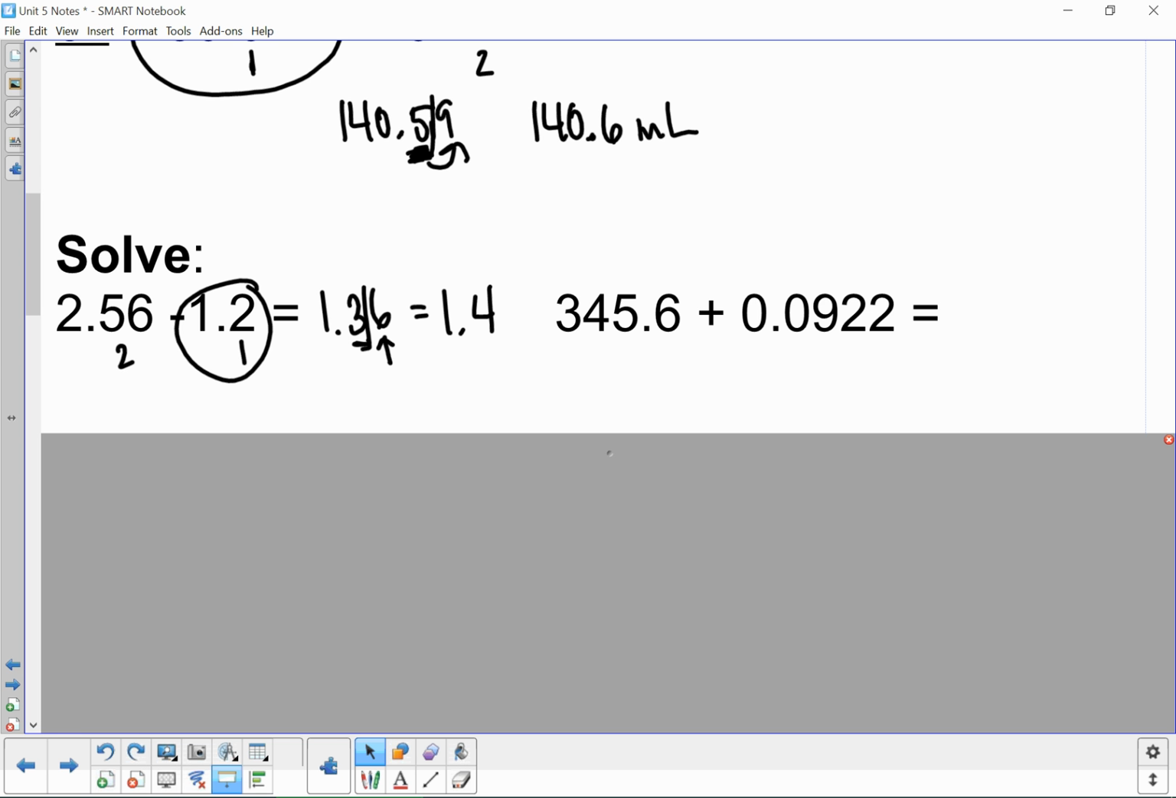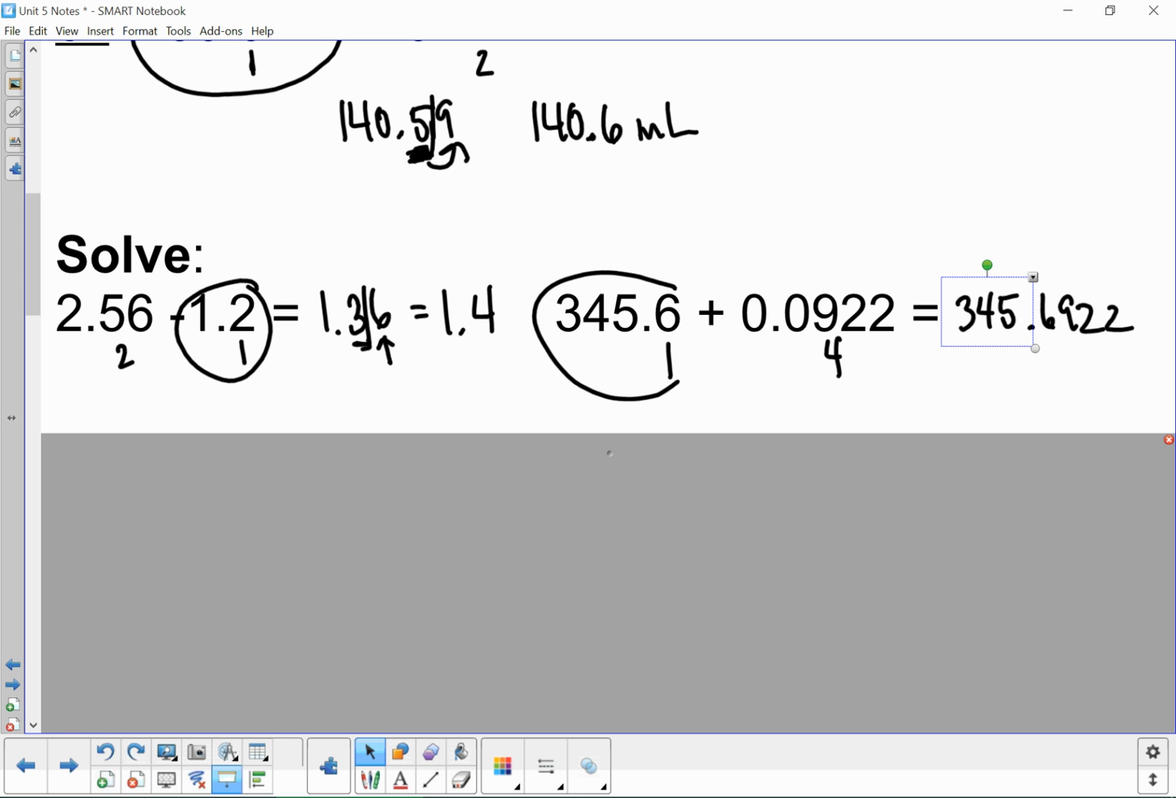For the second one, when I put it in my calculator, I get 345.6922. So a pretty long number, but remember we want to look after the decimal in our original numbers to figure this out. So there's 1 here and 4 over here. I only want 1 sig fig after the decimal to make it the least.